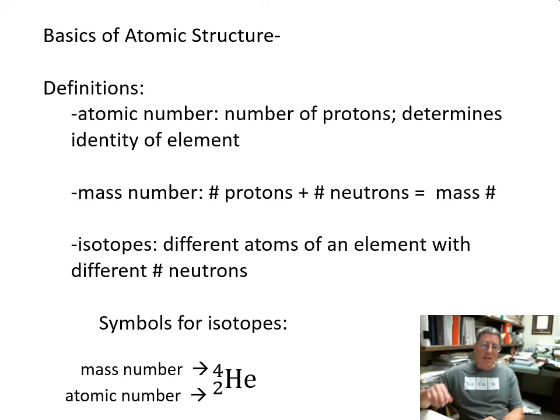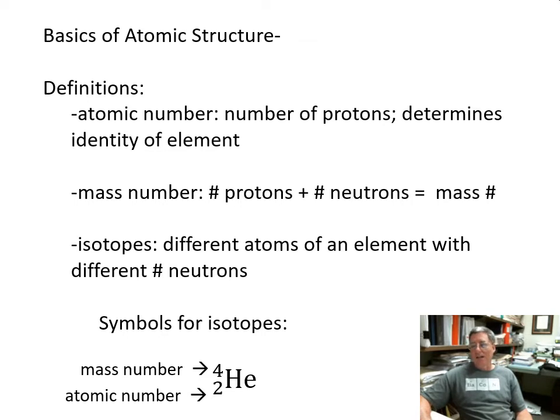So they're kind of cool, but we just need to know that it's a different number of neutrons. And then there's some symbolism for isotopes, the way that we write them. And so this is helium. Helium has a mass number of 4, an atomic number of 2. And based on this, we can figure out all of the particles, right?